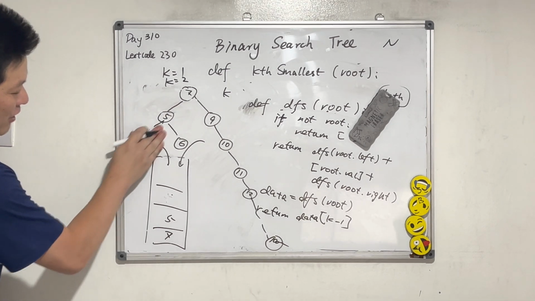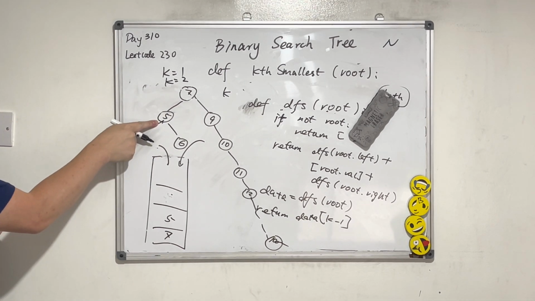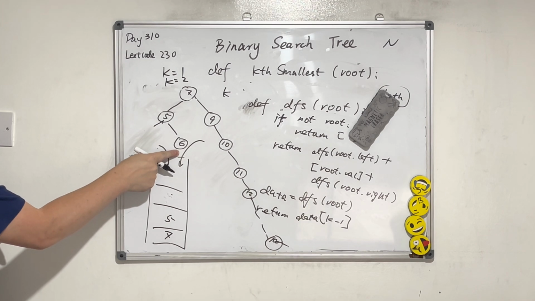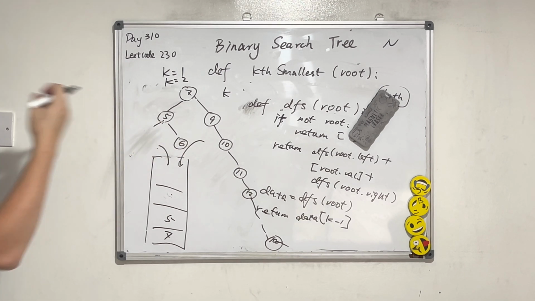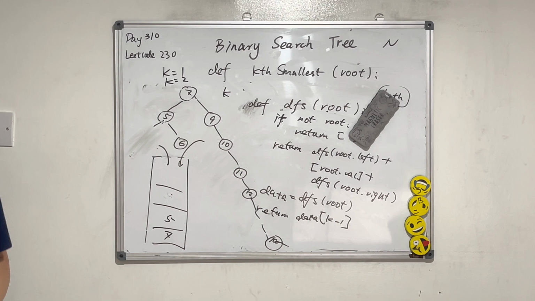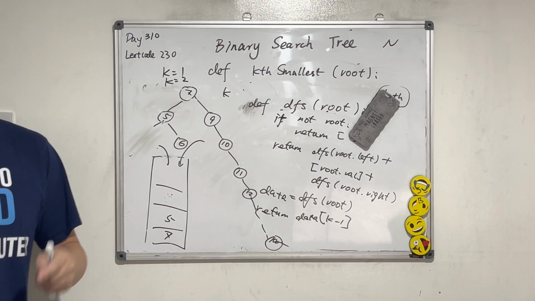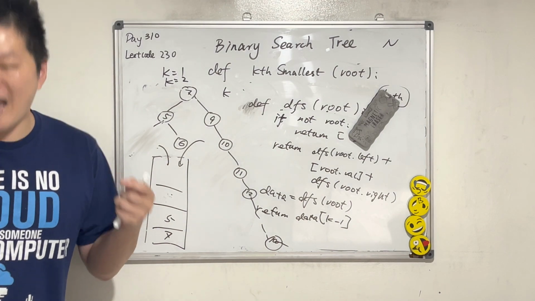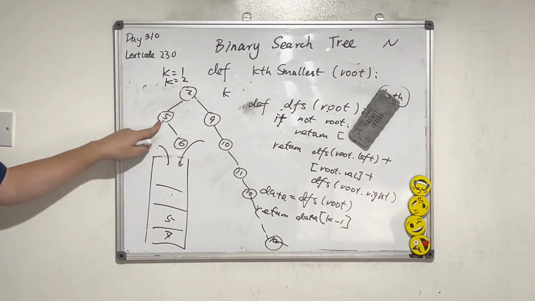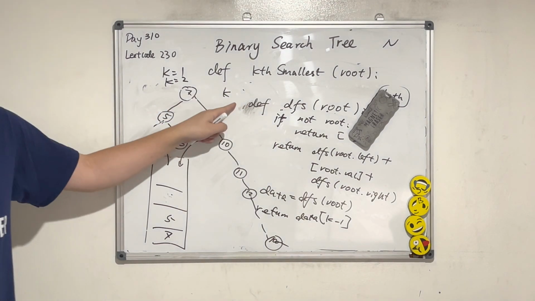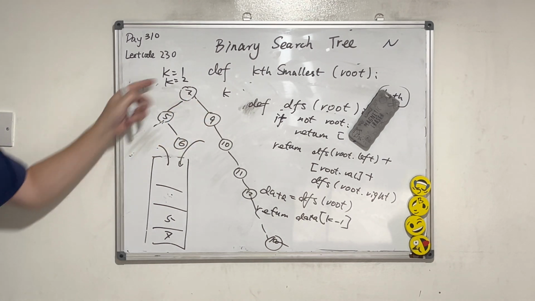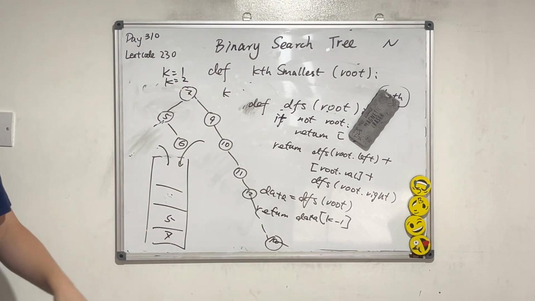Look, this is 5. We take 5 out, and we need to go to its right. Why is that? Because the right is bigger than the current number. It's the next bigger number than 5. After we find that k equals the value, we just return it, and we don't need to traverse all the next nodes. Got it? Make sense?